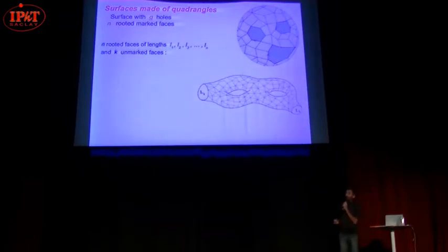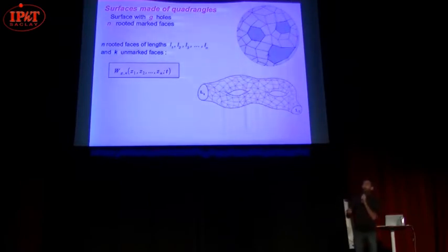Now let's go to higher genus and a higher number of special marked faces, with respective lengths L1, L2, ..., Ln, and K unmarked faces. Again, we make a generating series which we call WGN. G stands for the genus, the number of holes, and N for the number of marked faces, the special faces, which we can look at like boundaries.